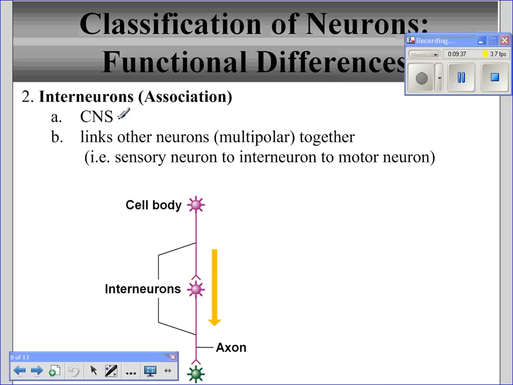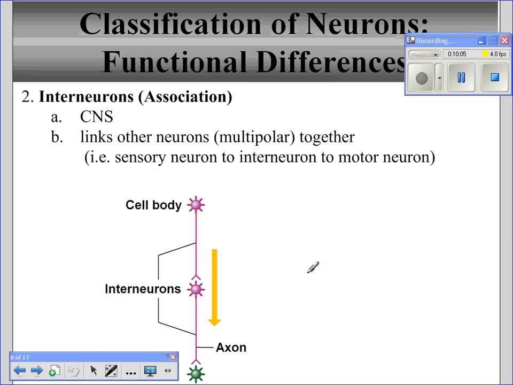Next one is an interneuron. Interneurons are found in the central nervous system, so either in the brain or the spinal cord, and they link other neurons together. Typically they're multipolar, as you can see here, and so they're going to link sensory neurons to other interneurons, interneurons to other interneurons, and these are the things that make up most of your cerebral cortex. And so what these do is allow you to make connections and make associations.